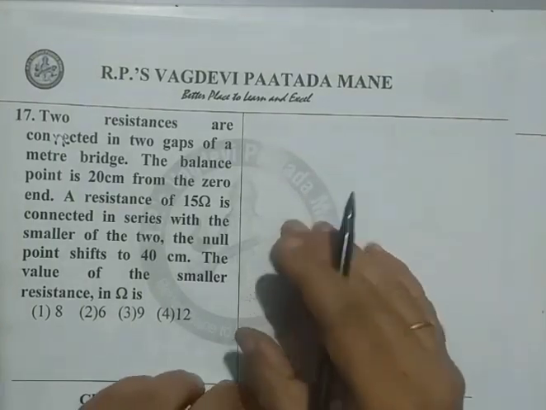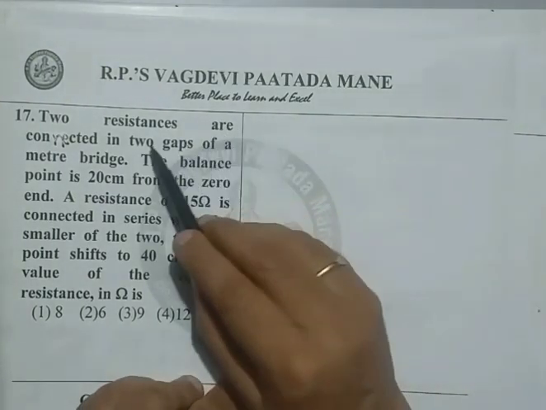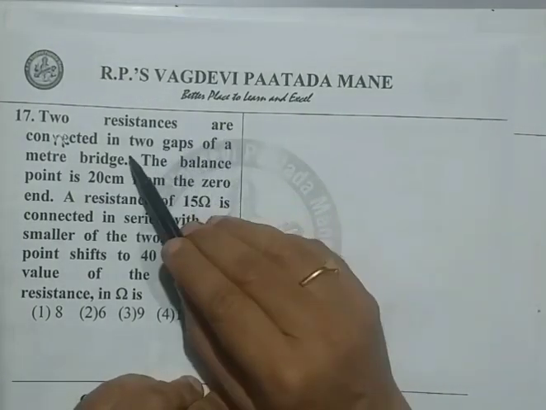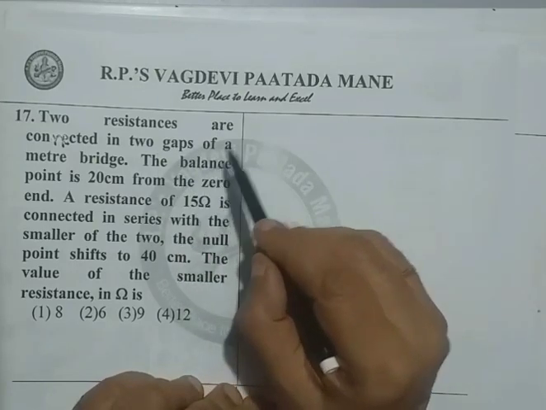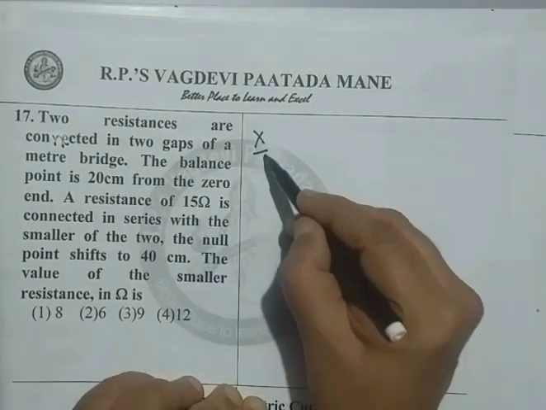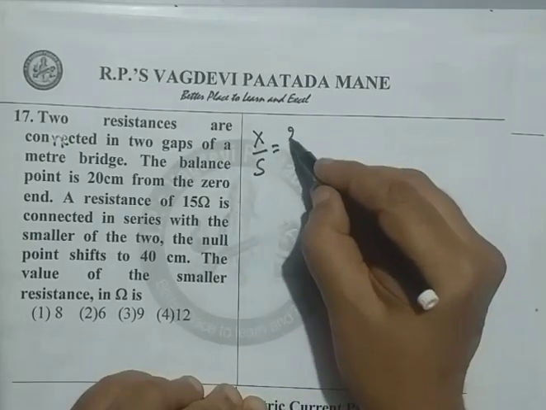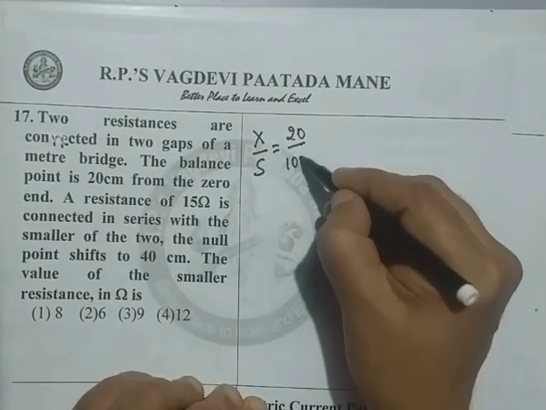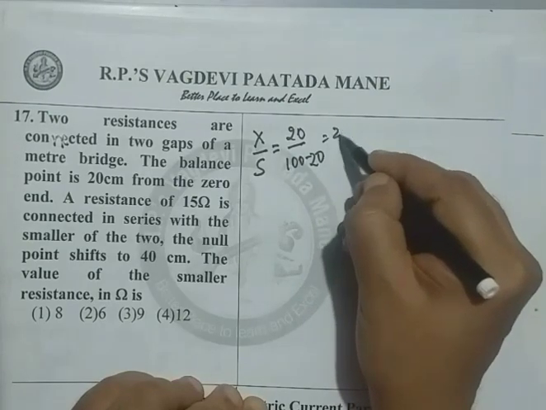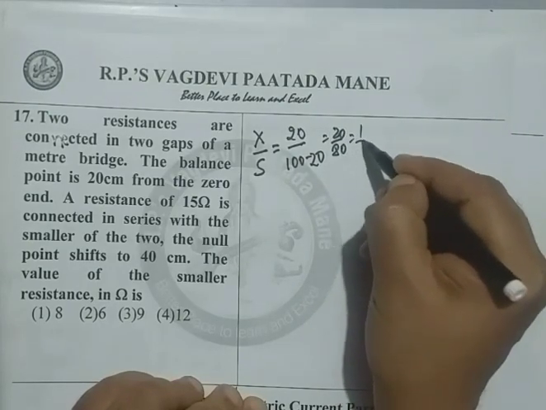In this, first we read the first sentence. Two resistors are connected in two gaps. Say we take X by S ratio. Balance point is 20. That means 20 by 100 minus 20, which amounts to 20 by 80 or 1 by 4.